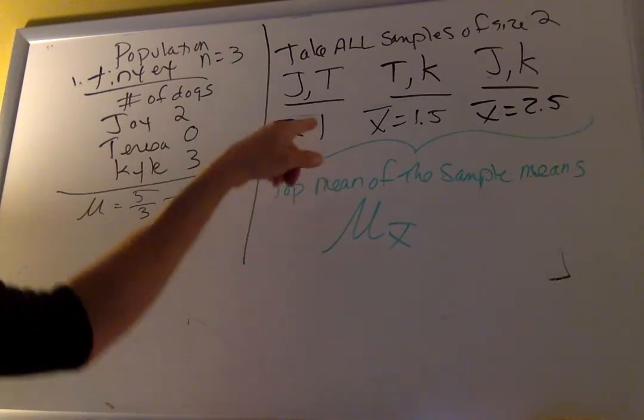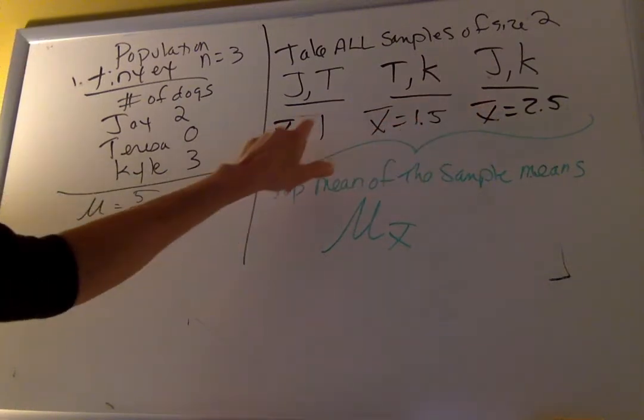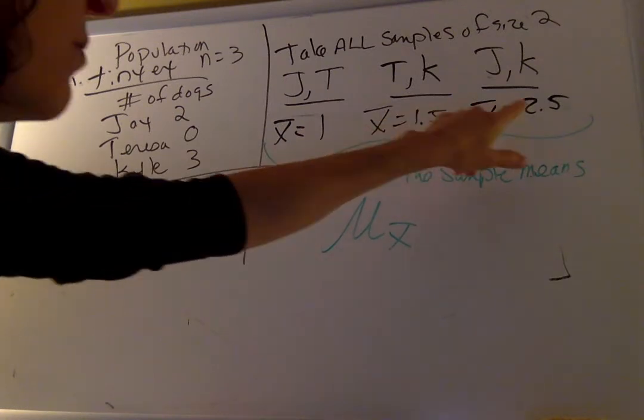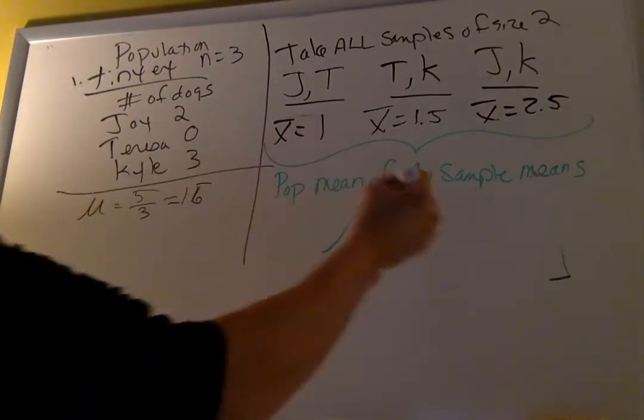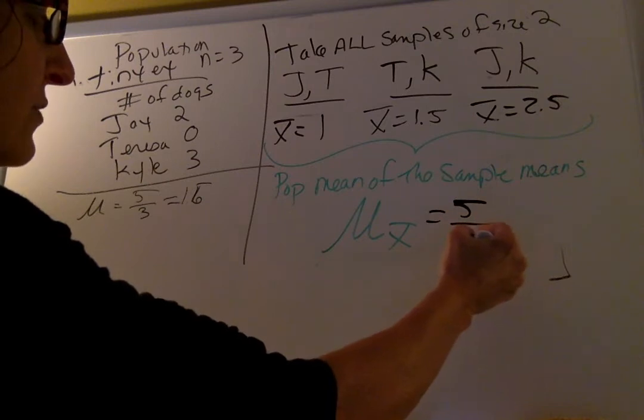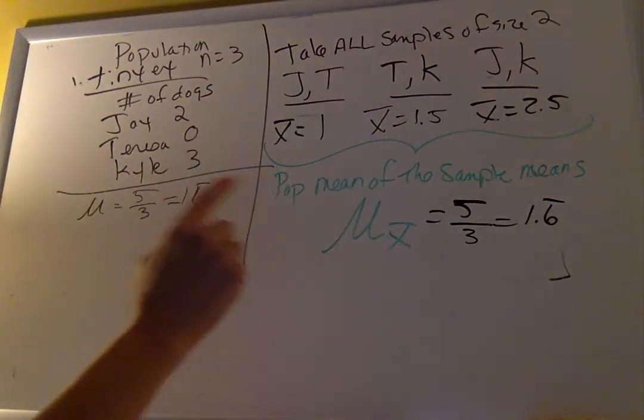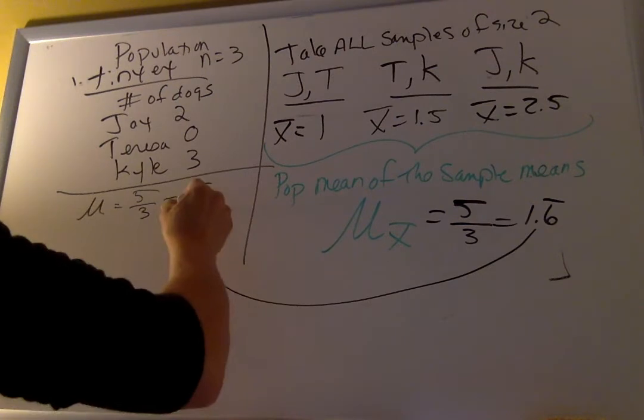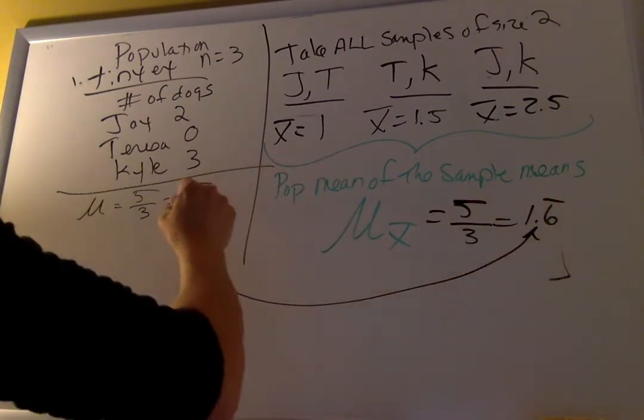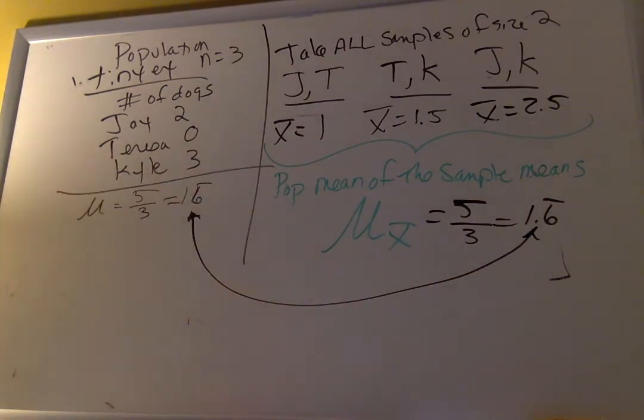What does all that mean? What is the average of the averages? What is the mean of the sample means? 1 plus 1.5 plus 2.5 divided by 3 is 5/3 or 1.6. This is not coincidence. This was the first big result that they discovered. And you're probably still sitting there saying, who cares and why does it matter? I might be able to draw you a picture that will help you understand why this was really important.